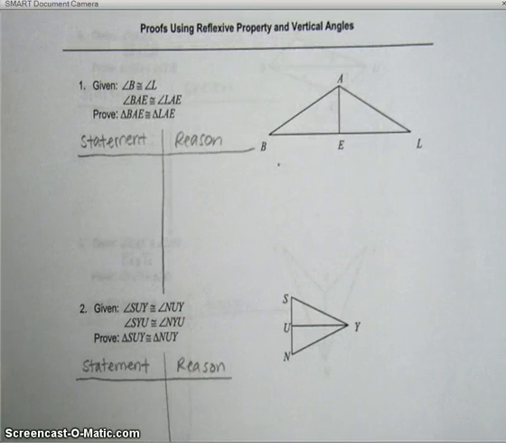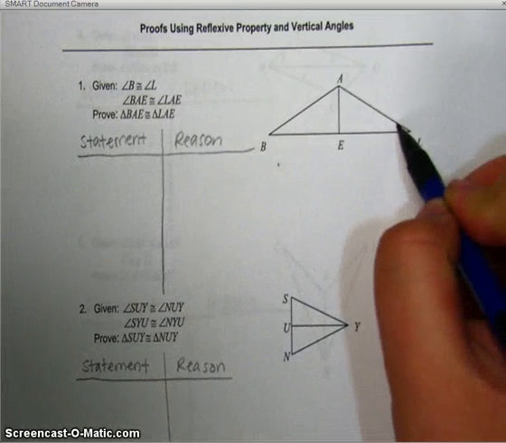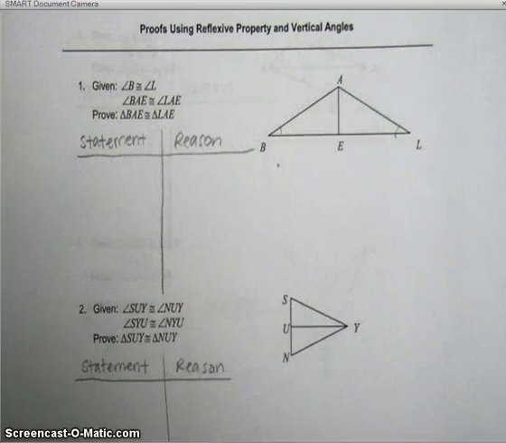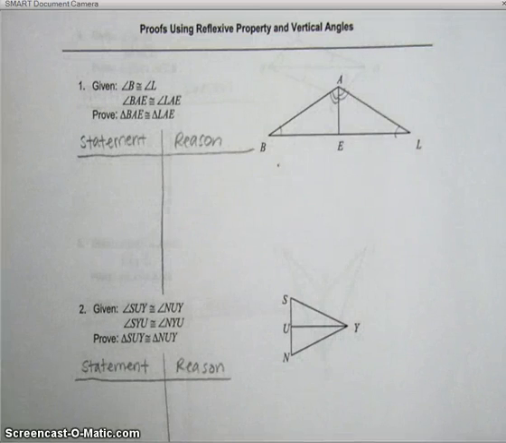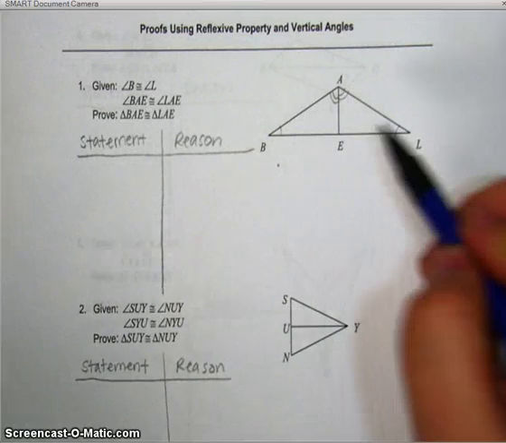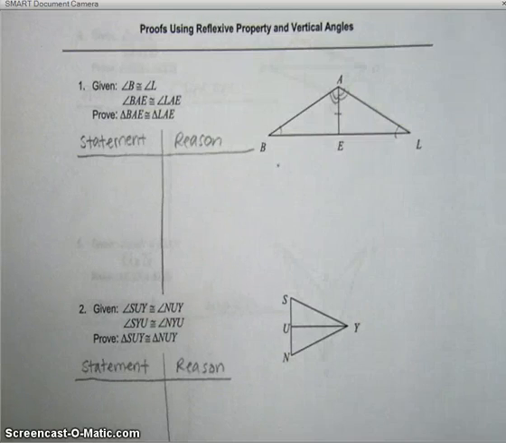Now this worksheet is the second one I handed out at the end of class. This is the one that's entitled Proofs Using the Reflexive Property in Vertical Angles. So, in this case, for number 1, we're given that angle B is congruent to angle L, and angle BAE is congruent to angle LAE. And then we also know by the reflexive property that AE is congruent to itself.